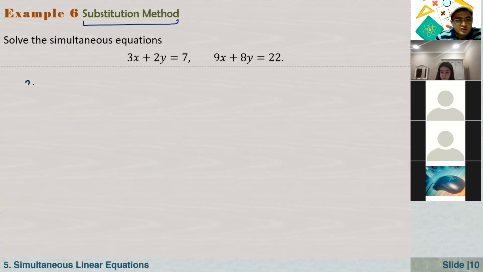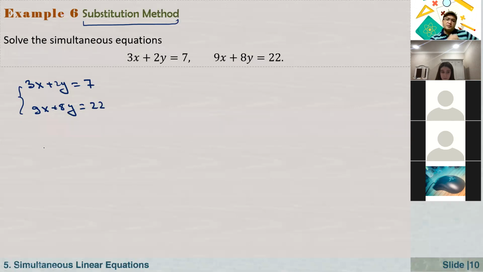Again, if you just write the equations, 3x plus 2y is equal to 7, and 9x plus 8y is equal to 22. And this substitution method is very important if one of our equations is not linear. Maybe the second equation will be any kind of weird equation, and one is a linear equation. So first, let me just express from the first equation y in terms of x.